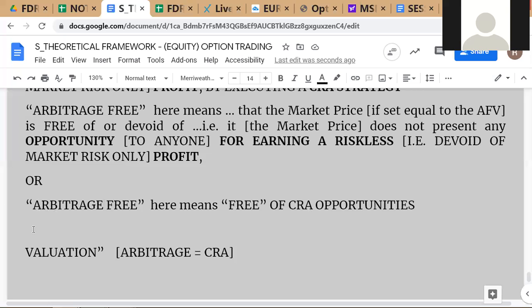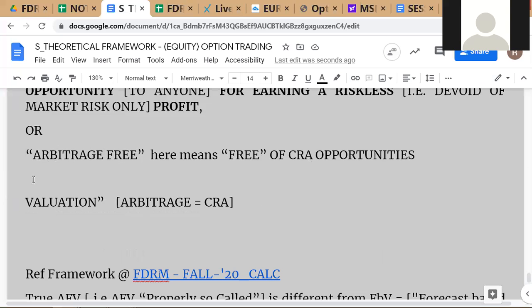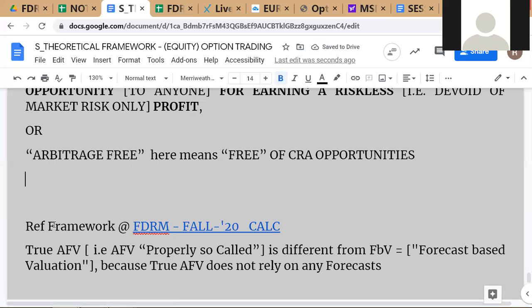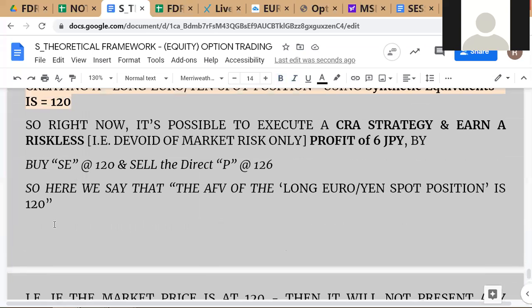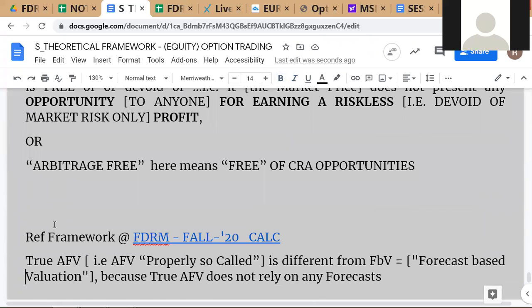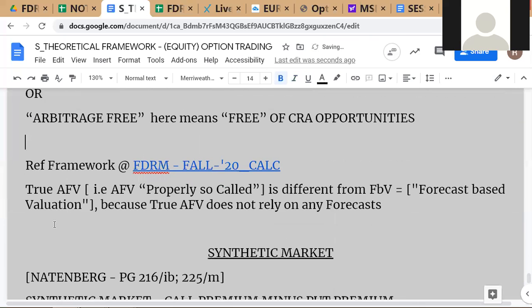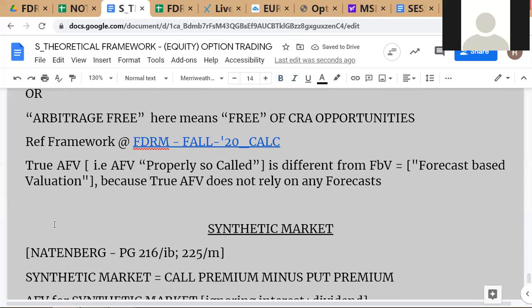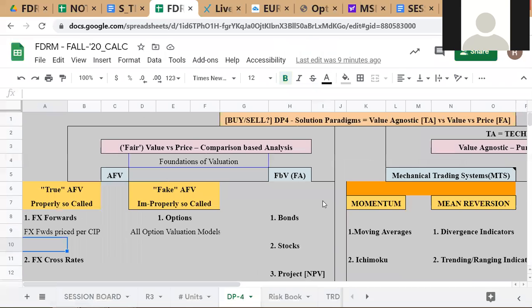Okay. So now you understand what arbitrage-free valuation is. Now let's understand one more example here. This is just the stuff that I copied from here. Arbitrage here means only free of CRA, the market prices not presenting opportunities. So this is fine. This is a proper statement. It's different. True AFV does not rely on any forecasts. This is the important part, and that's why we put true AFV over here.